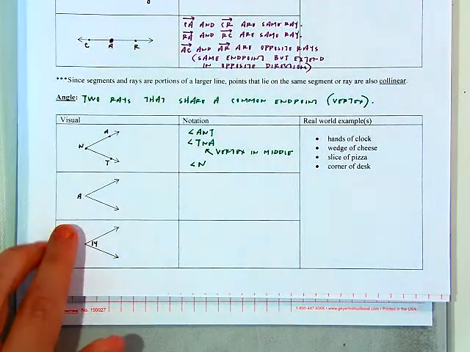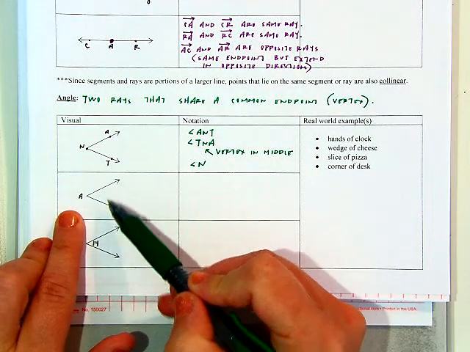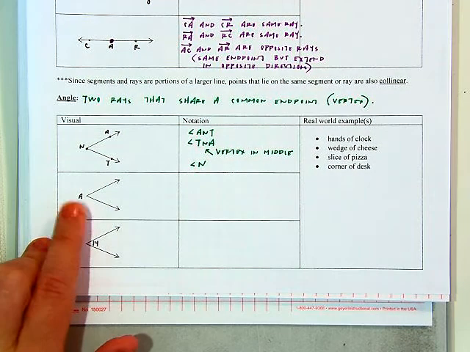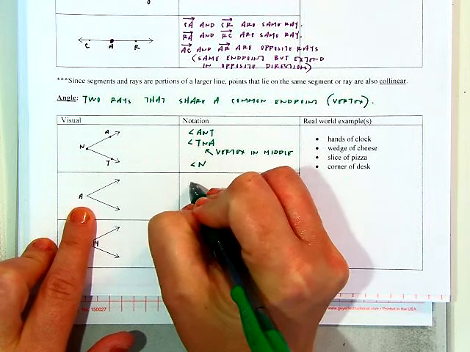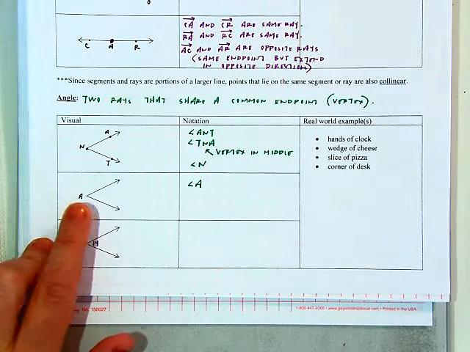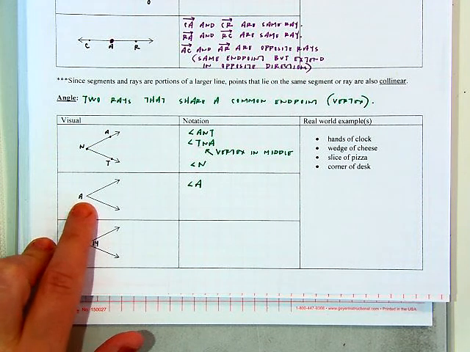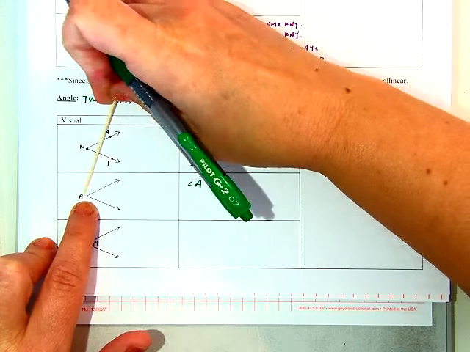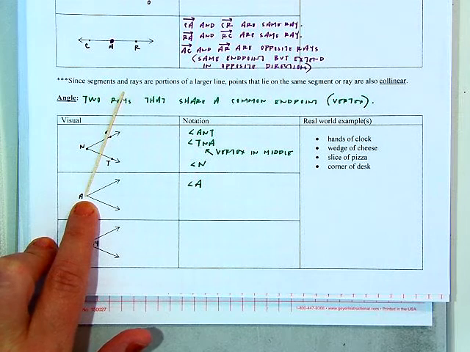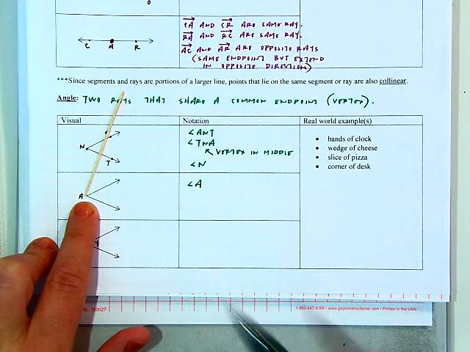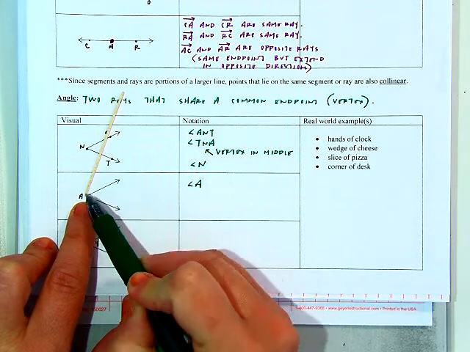In my second visual, I haven't marked any points on these two rays, so I have no choice. I can only name it by its vertex. So angle A for this one. But again, I can't use that notation if I have more than two rays that share that common vertex. If my diagram looked like this, I couldn't call it angle A because I don't know which angle we're talking about. This one, or that large one right here.